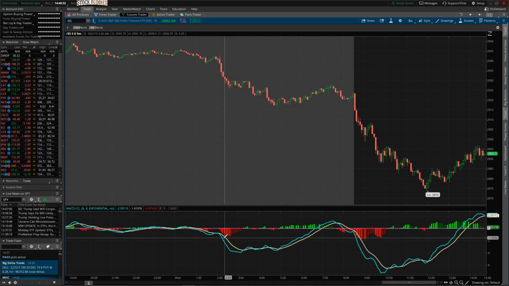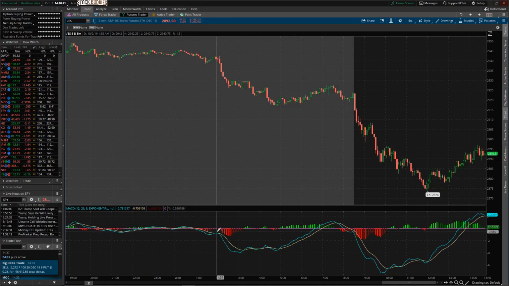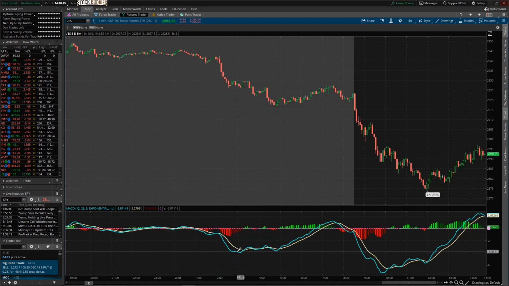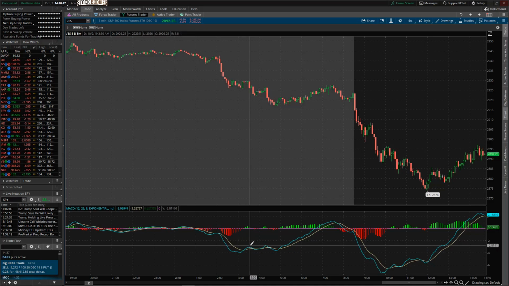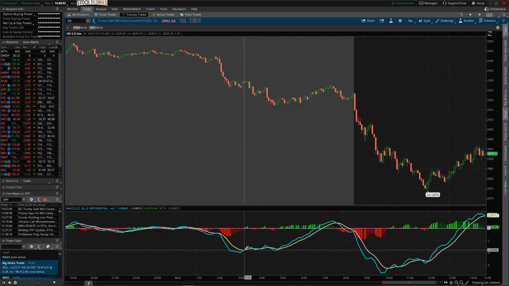So let's talk about these two lines first. These two lines are a 12 and 26 EMA basically subtracted from each other. One way you can play them is when they cross each other, that's a buy or sell signal. If this blue line crosses up past this yellow line, that would be a buy signal. Same thing when it goes down, that would be a sell signal. And then back down, buy, sell, buy, and on and on.